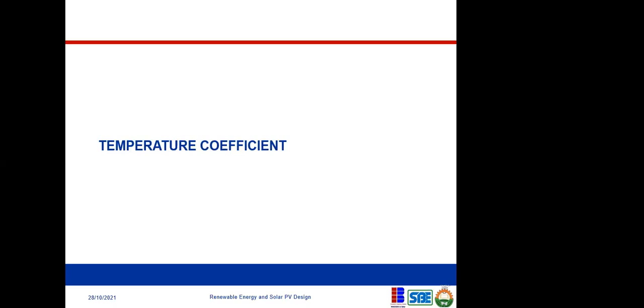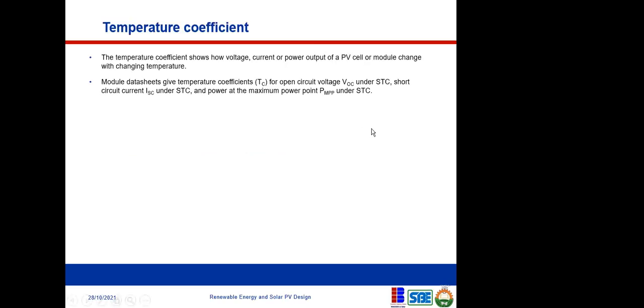So let us look at the temperature coefficient. This is what I said we were going to come back to. I didn't want to create confusion at that initial stage because there's a full slide for it. So now the temperature coefficient shows how voltage, current, or power output of a PV cell or module changes with changing temperature. Okay, remember that at different temperatures, their performance is never the same. So how do they change?